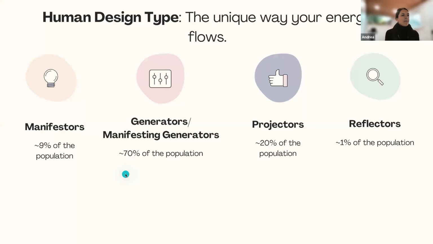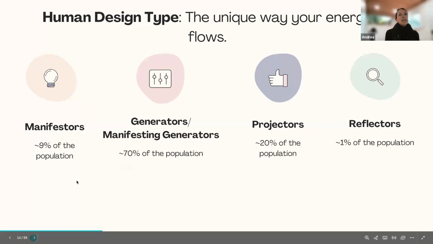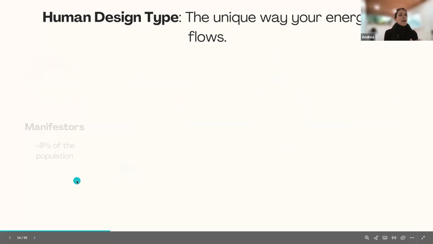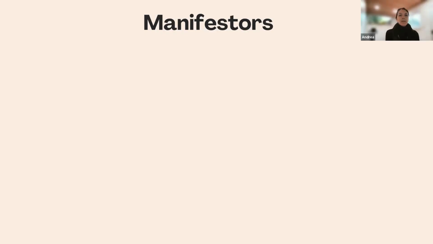They don't have a defined sacral center, which is the life-giving center. It's the center for energy. And so they don't have a consistent form of energy. It's not that they don't have energy, they don't have a consistent form of energy like generators do.